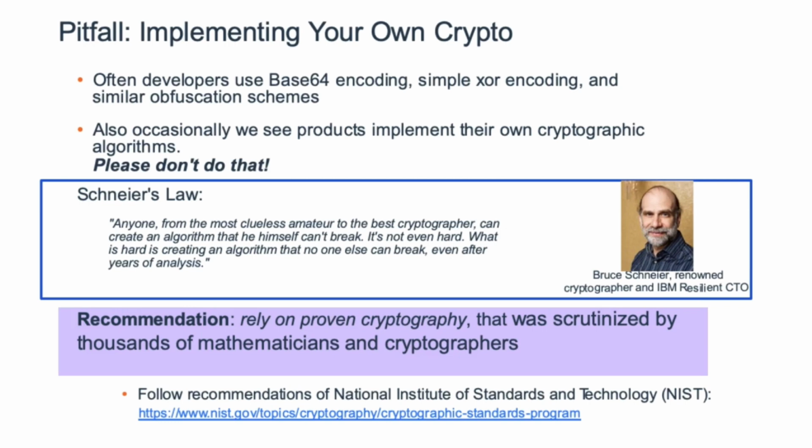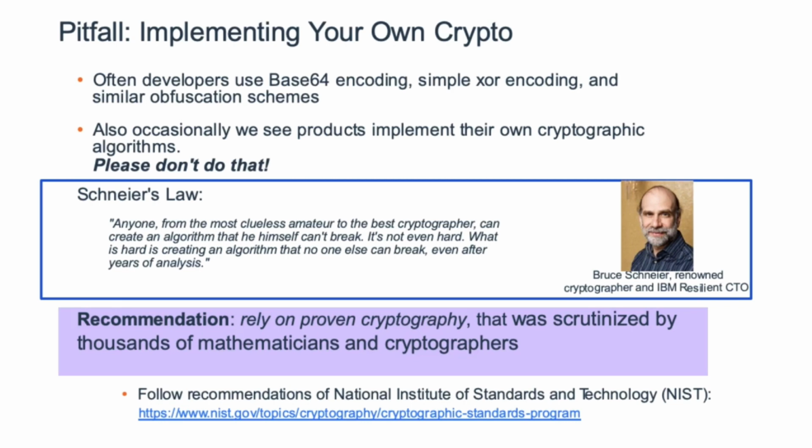And interestingly, there's something called Schneier's law, and Bruce Schneier is a renowned cryptographer and coincidentally an IBM Resilient CTO. And what he wrote was, anyone from the most clueless amateur to the best cryptographer can create an algorithm that he himself can't break. It's not even hard. What is hard is creating an algorithm that no one else can break, even after years of analysis. So it's very possible that the algorithm you yourself come up with, you cannot figure out how to break it, and your colleagues couldn't either. But if the product you're developing is securing data that some, let's say, nation state is after, those guys have very qualified people, brilliant mathematicians and cryptographers, and they'll probably easily be able to break the algorithm that you came up with. So please don't do that.